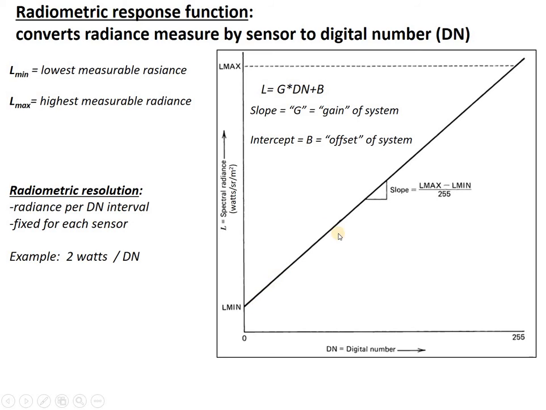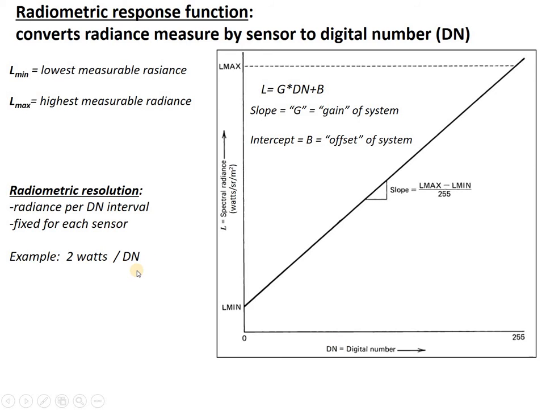And then the slope of this line is called the gain. And essentially, this is what determines what we would call the radiometric resolution. This is a really important term, radiometric resolution. This is the radiance per digital number interval. In other words, it's the slope of the line. How many watts are binned into each of the 255 digital numbers?